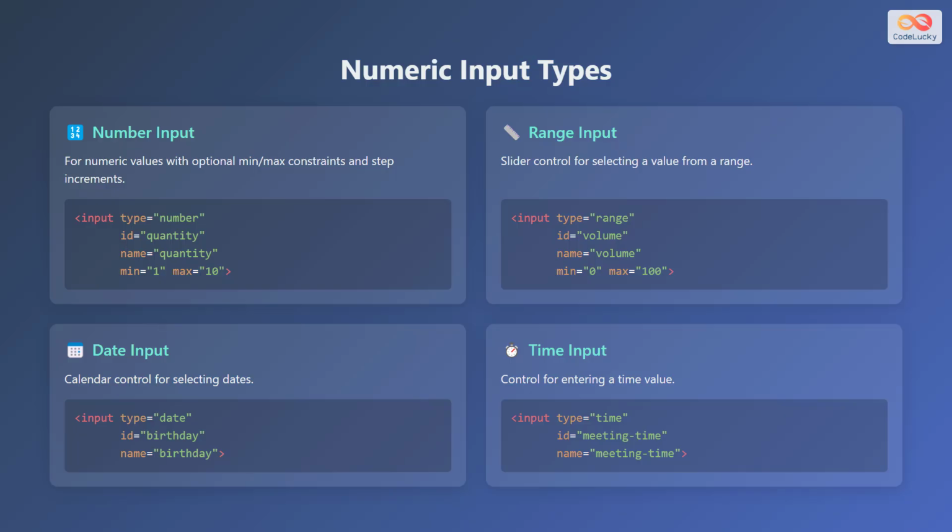Next is the date input. This provides a calendar control for selecting dates. Here is an example of the code. Finally, we have the time input, which provides a control for entering a specific time. Here is an example of the code.